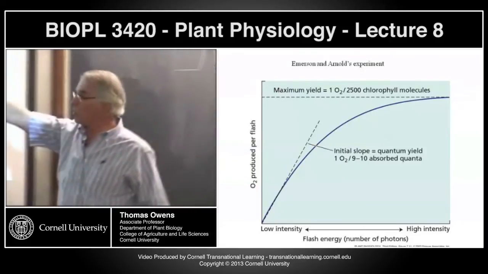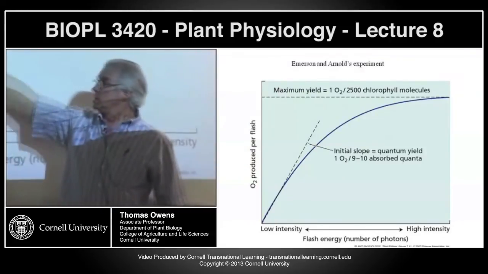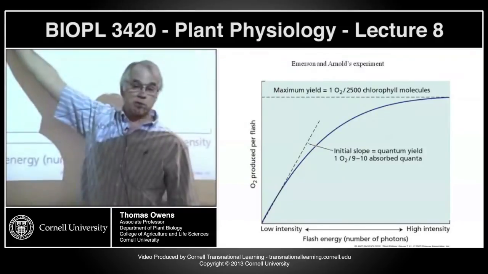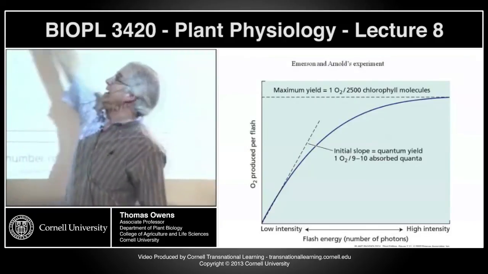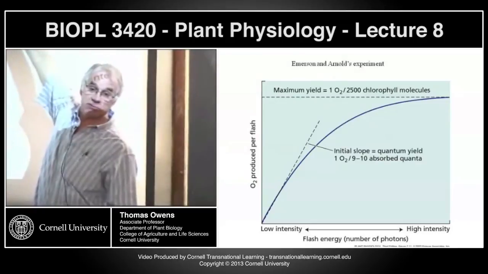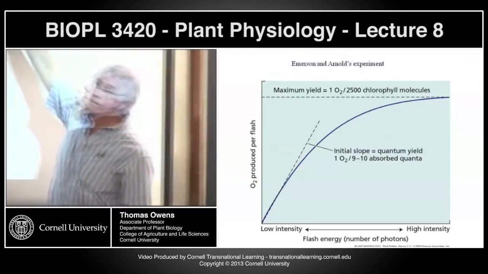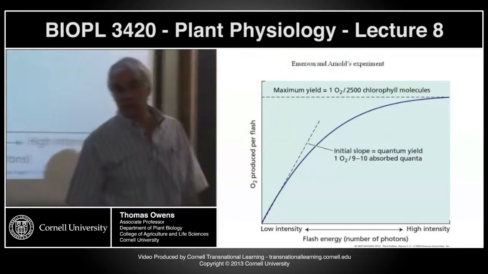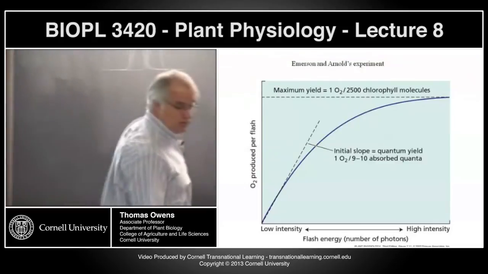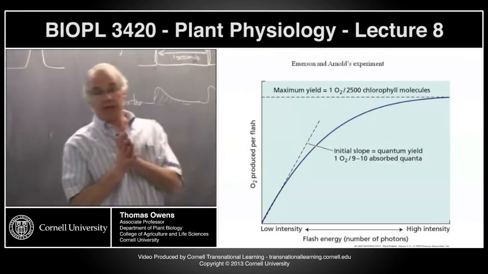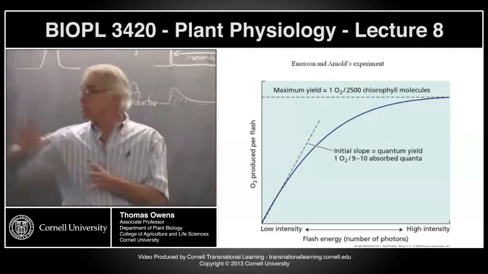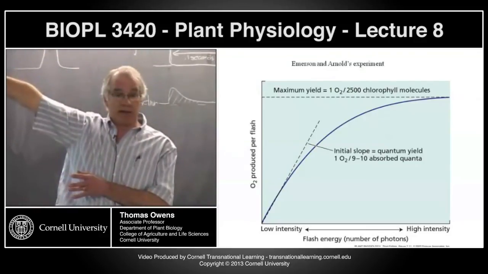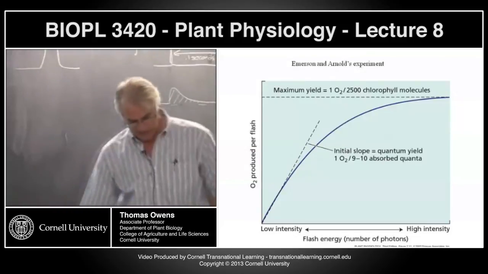Okay, so 2 important things. This tells us that it takes many photons per oxygen produced. And it also tells us that for each oxygen produced at the maximum rate, it takes the cooperation of a lot of chlorophylls. Very key observations that once we think about the Z scheme and all the reactions of photosynthesis, these make a lot of sense. So we'll come back to that in just a second.